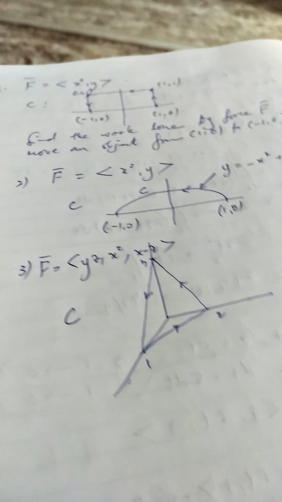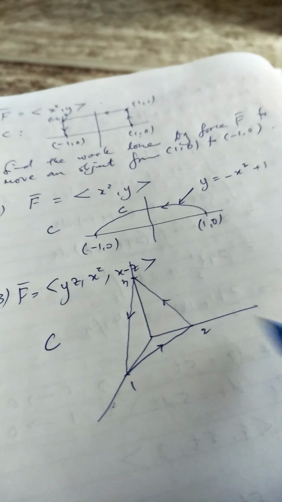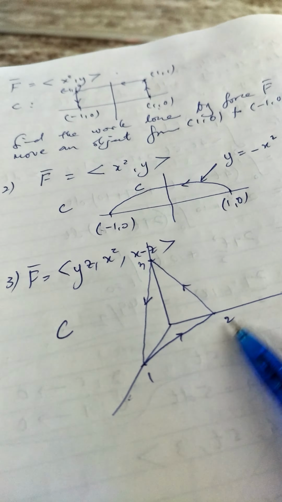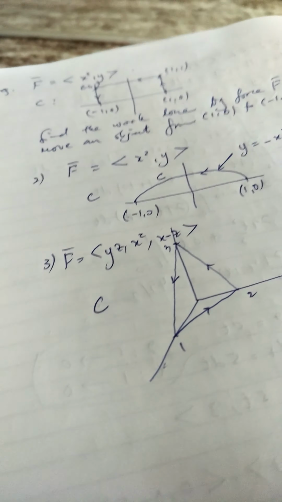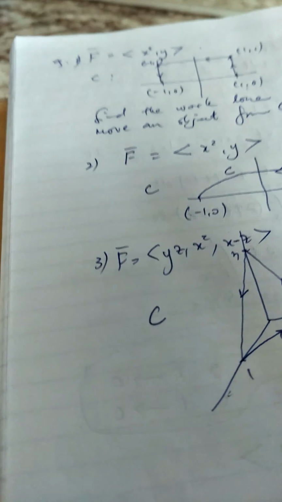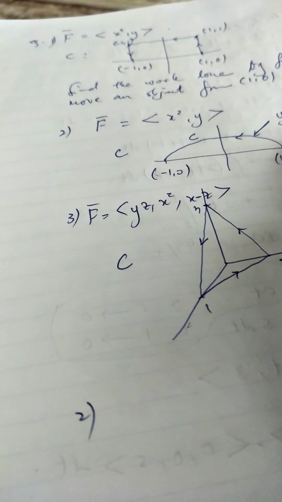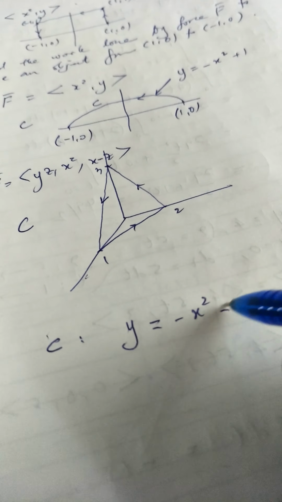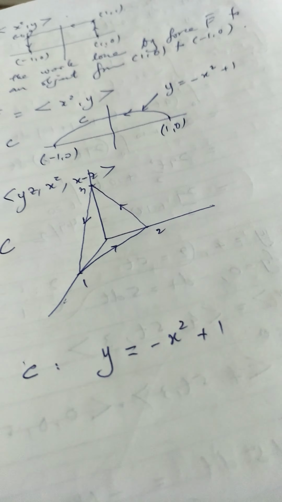Can I leave this as an exercise to you? Maybe I can try this one. I do number 2. You do number 1. This is number 1. And number 3, I'll do number 2. Number 2, we have y is given by that, c is given by that. Well, our c is given as y equal to minus x squared plus 1. So how are you going to solve this?